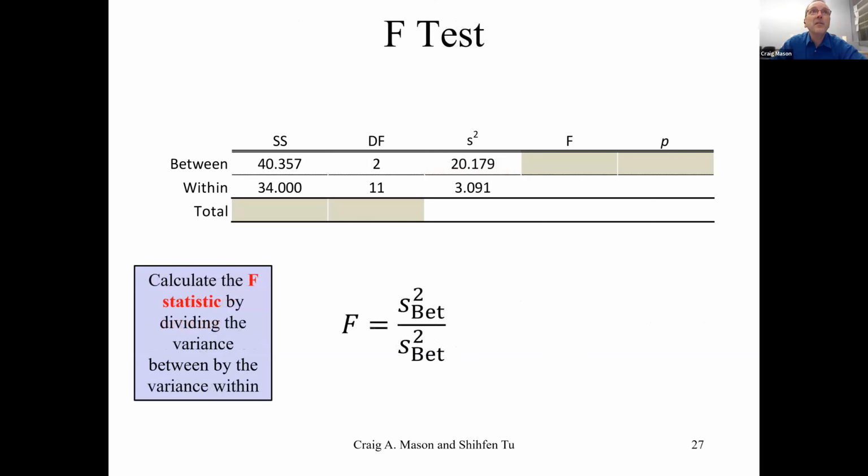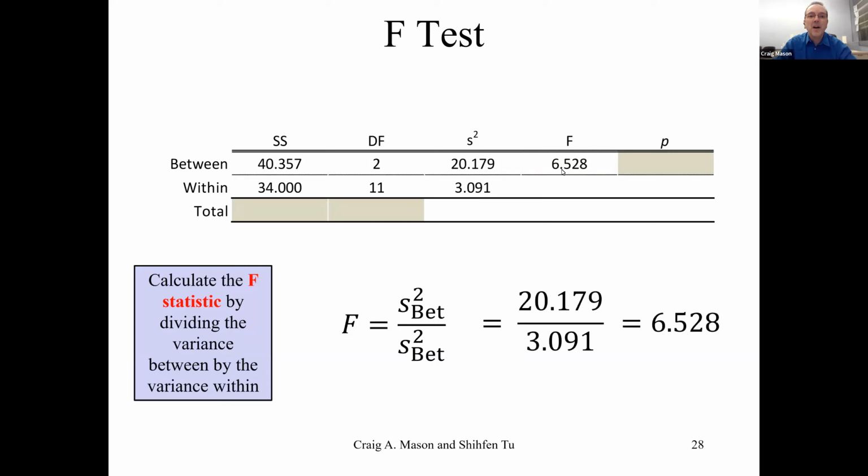Okay. Then we're ready to do the F. F is just the variance between divided by the variance... Typo. Dang it. It's the variance between divided by the variance within. Make sure you fix that. That's variance within. Shame on me. Okay. 20.179 divided by 3.091 gives us an F of 6.528. That's our F statistic. So we plug that in for F.